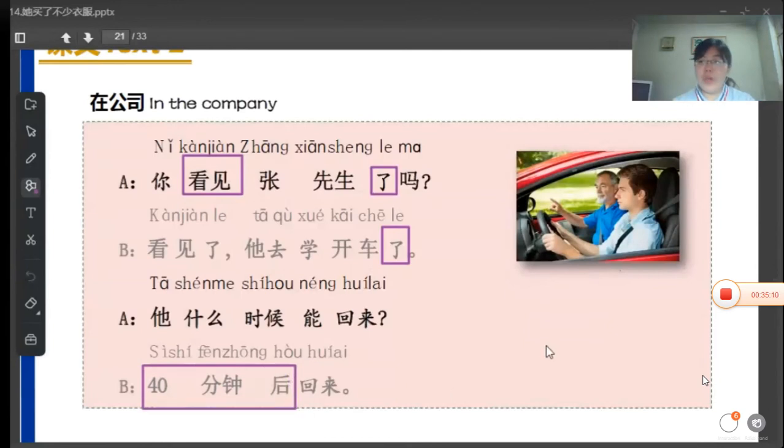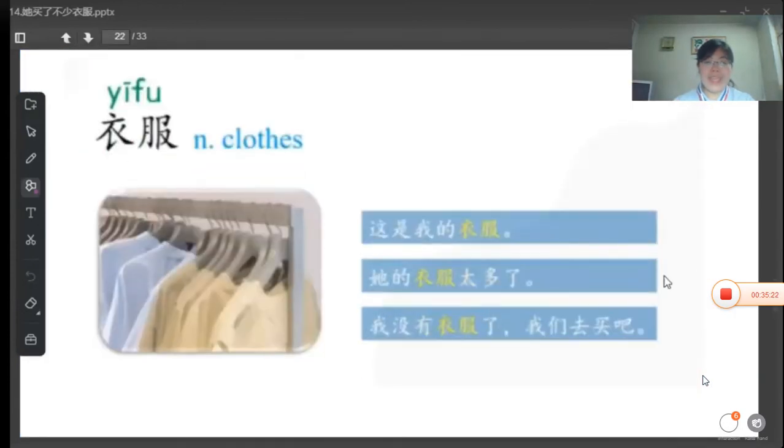衣服. This word is very easy, right? 衣服 means clothes. We learned it already. 这是我的衣服。This is my clothes. 她的衣服太多了。Her clothes are too many. 太多了。我没有衣服了。I don't have clothes. 我们去买吧。Let's go to buy them.